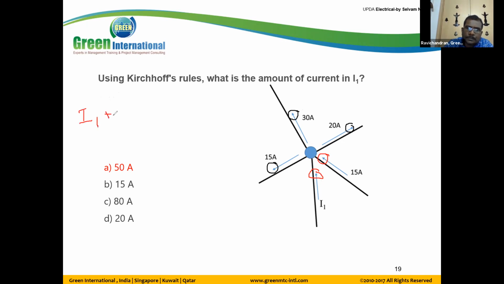I1 plus 15, which is equal to current leaves from the node. Here 15 plus 30 plus 20. Now we can solve the problem. Correct? So from Kirchhoff's current law, we have different problems.